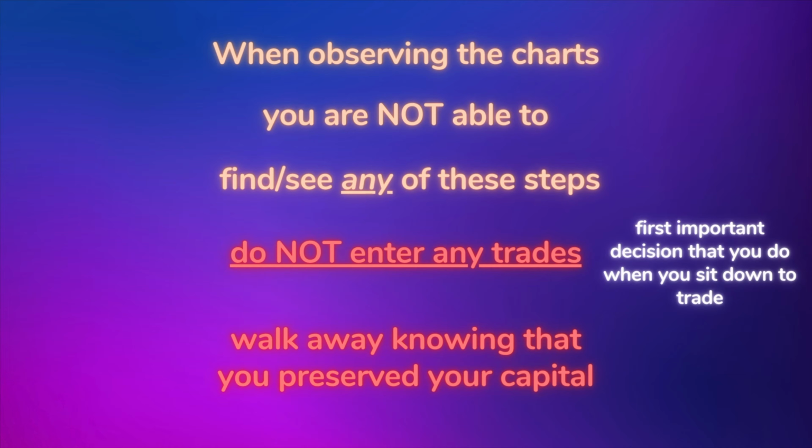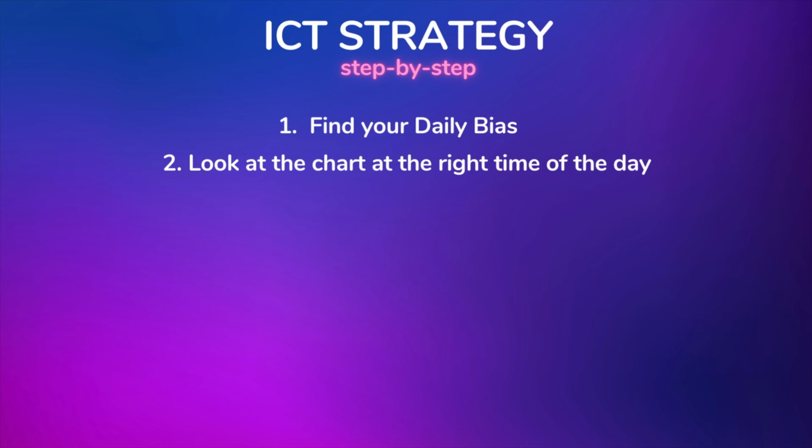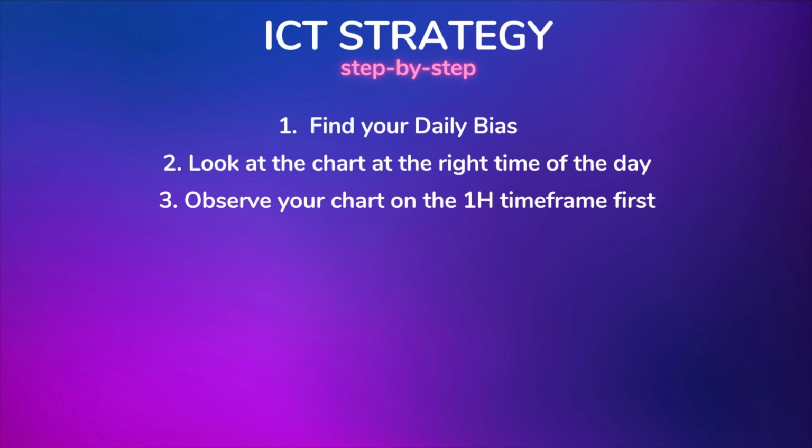And now, guys, let's go. Let's start talking about the ICT strategy and let's do it step by step. I'm really excited. I'm going to first and foremost present you the different steps and then we're going to see a series of examples. Step number 1, find your daily bias. Step number 2, look at the chart at the right time of the day. Step number 3, observe your chart on the 1 hour time frame first.